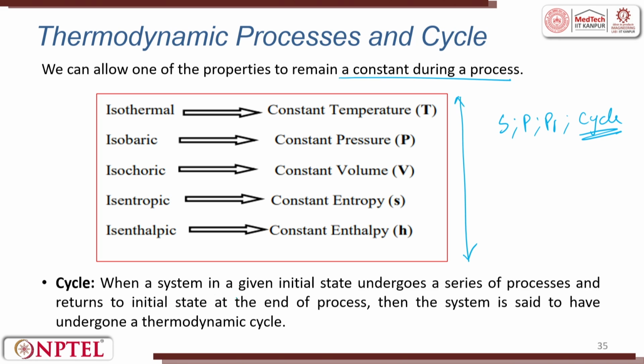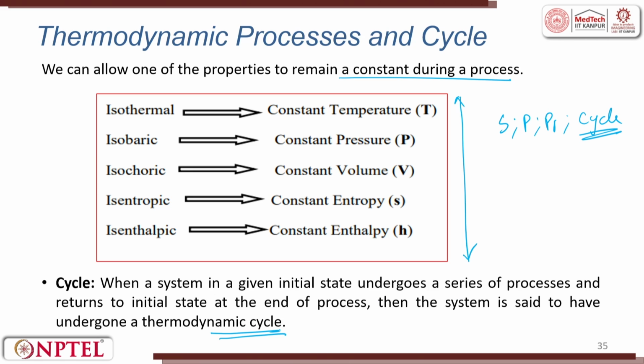Cycle: when a system in a given initial state undergoes a series of processes and returns to the initial state at the end of the process, then the system is said to have undergone a thermodynamic cycle. For example, it starts from a solid, goes to a liquid, then from a liquid it goes to a gas, and at the end of the process if it comes back to solid, that's called a thermodynamic cycle, right? Or you can have a cycle on a PV diagram, pressure and volume, where the process goes this way, this way, this way, this way and comes back to the starting point.